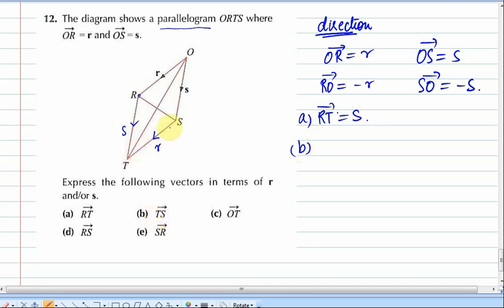The second part, you need to find out the vector TS. Now TS will be negative R. Why negative R? Direction. From S to T, it's positive R, that means from T to S, it's negative R.